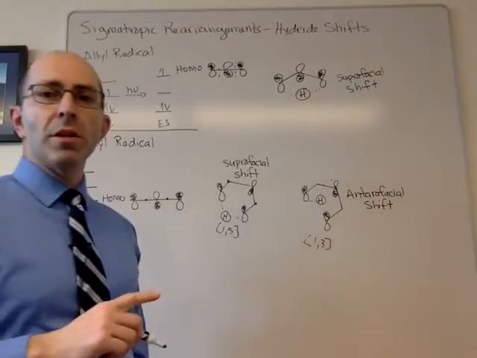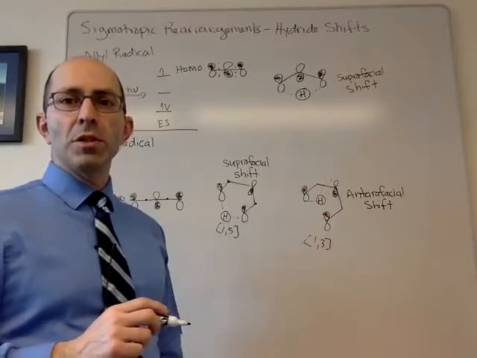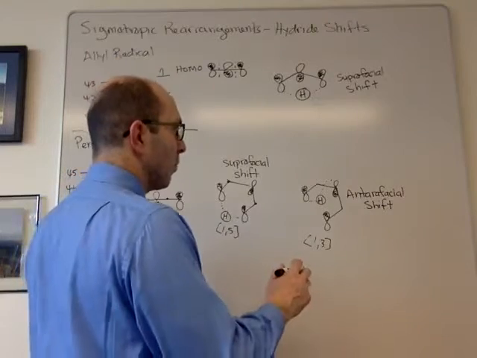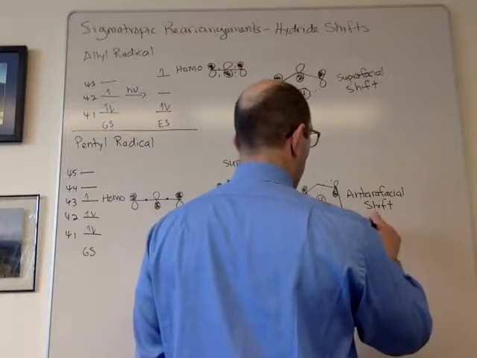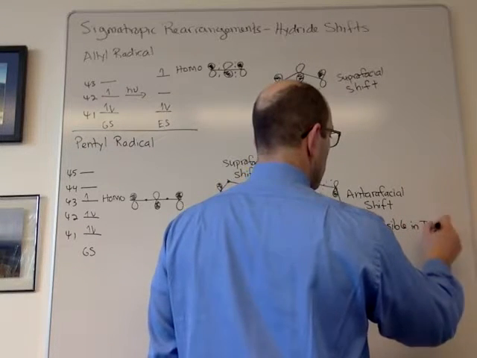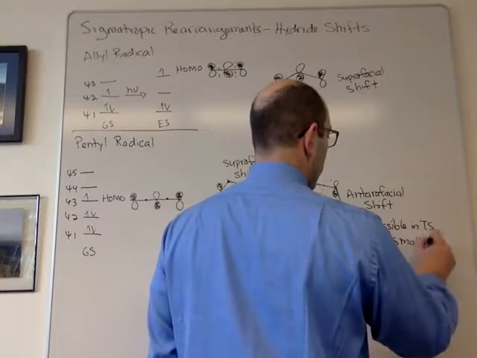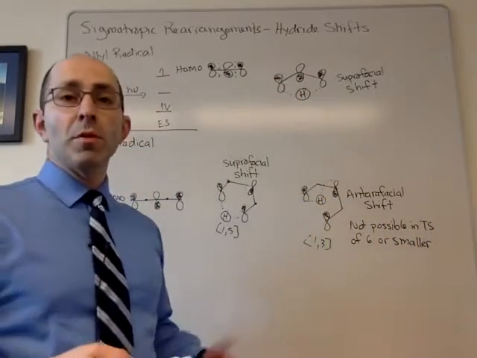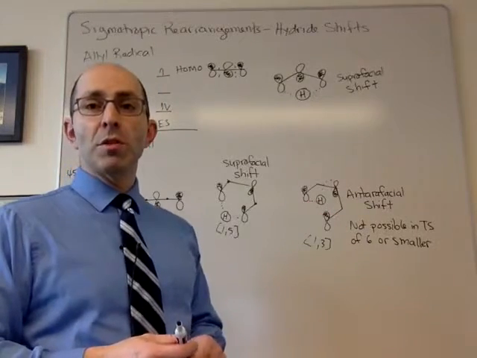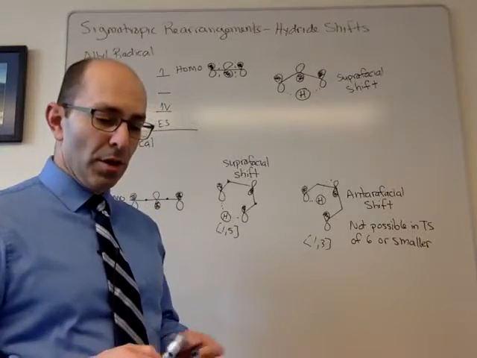And for small rings like this, again, this would be 3 carbons and a hydrogen, so a 4-atom transition state. Antarafacial shifts just don't happen, right? So I think this is important to note. These antarafacial shifts are not possible in transition states of 6 or smaller. And it is possible, and there definitely aren't many examples of these antarafacial shifts, but they have to be over larger systems, right? When you get to 7 atoms, things like that, then you can have these antarafacial shifts, okay?